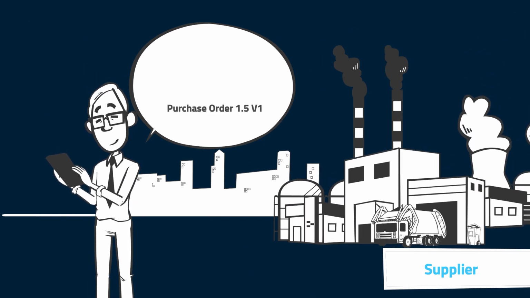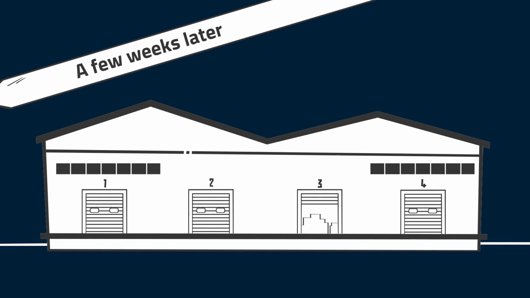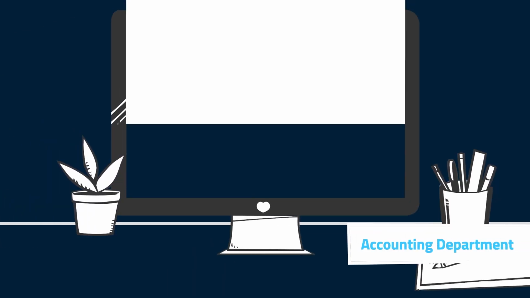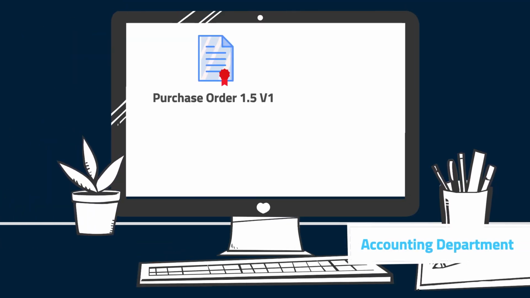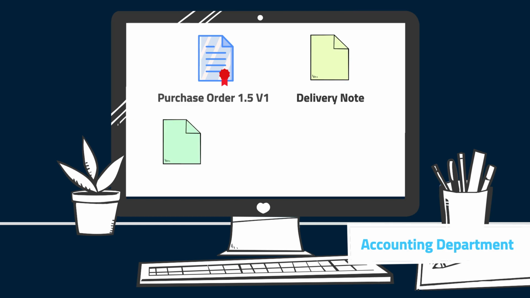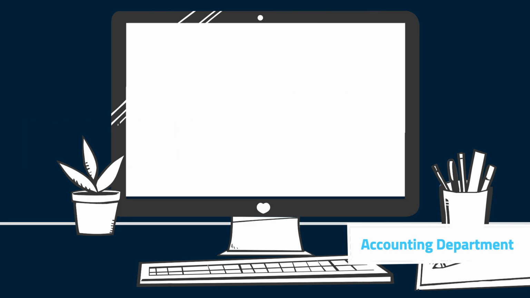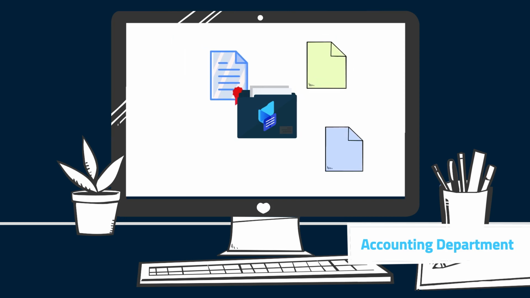delivery. The supplier delivers the goods, and the warehouse department manages the operations through the specific DDM delivery notes workflow. Thanks to DDM, the accountants collect all the useful documents together: the purchase order, the delivery note, the certificate of origin of goods, the export visas, and other documents.